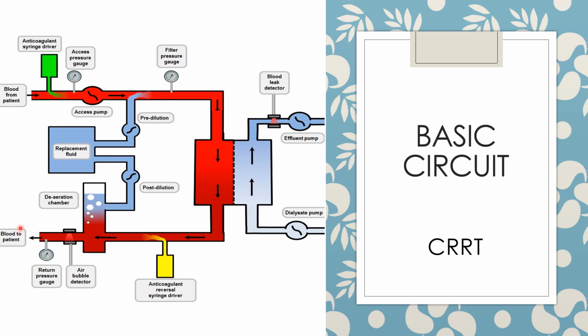There is an anticoagulant syringe driver connected to the afferent limb of the circuit and an anticoagulant reversal syringe driver on the efferent limb of the circuit in case the patient is on regional citrate anticoagulation. Replacement fluid can be given pre-filter or post-filter alone or simultaneously.